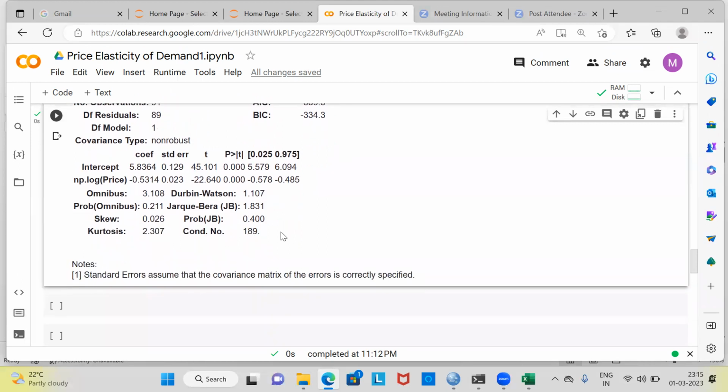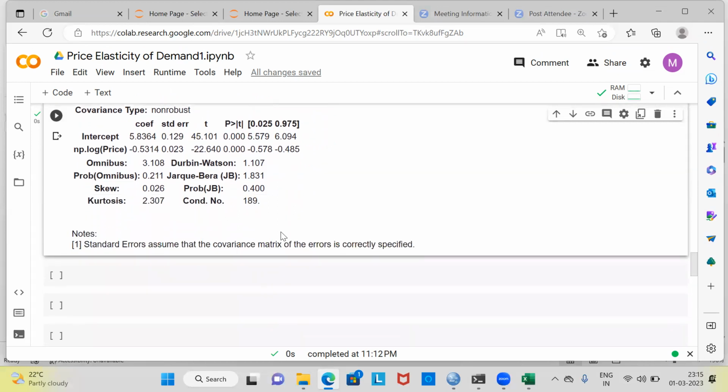Let's now look at the substance of the analysis. The most important substantive part of analysis would be the coefficients that are being displayed. You're getting the coefficient value for intercept as 5.83. Look at the p-value, it is 0.000, which means that the p-value is significant.